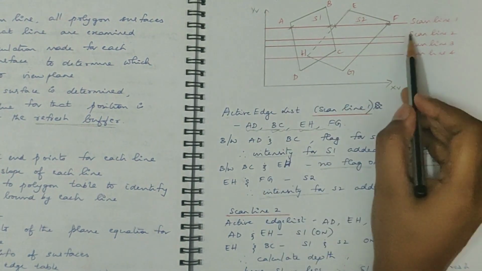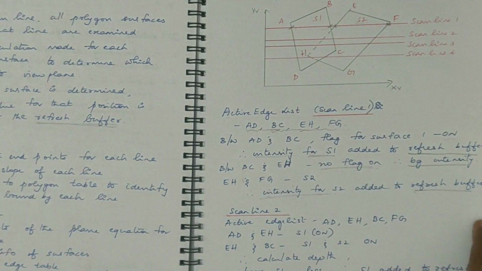Now let us see scan line 2. For scan line 2, the active edge list.